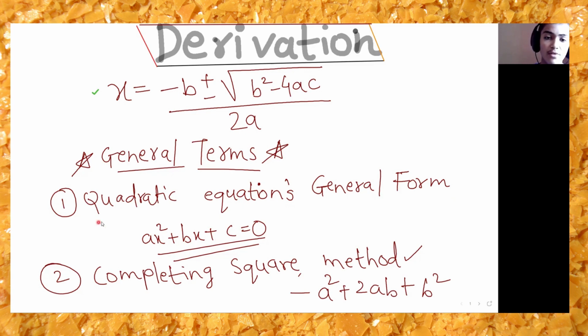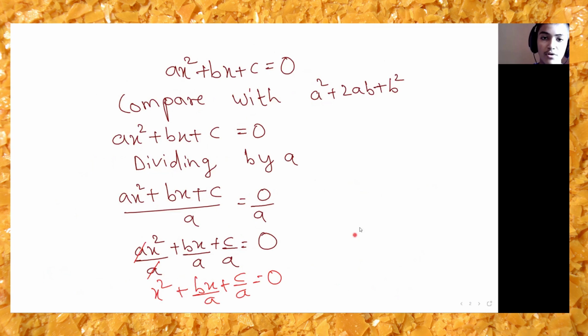So after knowing the quadratic equation and its general form, you should also know completing square method. This completing square method we have learnt in the previous video. So usually while solving an example using completing square method, we convert our quadratic equation into the form a square plus 2ab plus b square. So these were some basic terms. Now let us move forward.